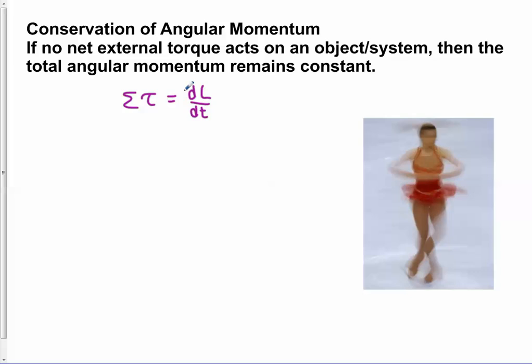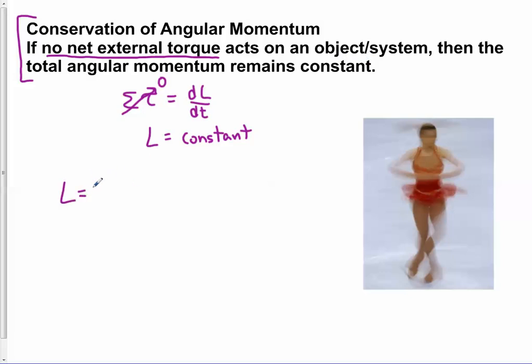So if you believe that, if you start there, now if we have no net external torque, if there's no net torque, then this will be 0. And so you have dL/dt equals 0. Well, something whose derivative is 0 is constant, so you get L as a constant. And that can be useful, just like conservation of regular momentum was useful. So this is the conservation of angular momentum law. If no net external torque acts on an object or a system, then the total angular momentum remains constant.